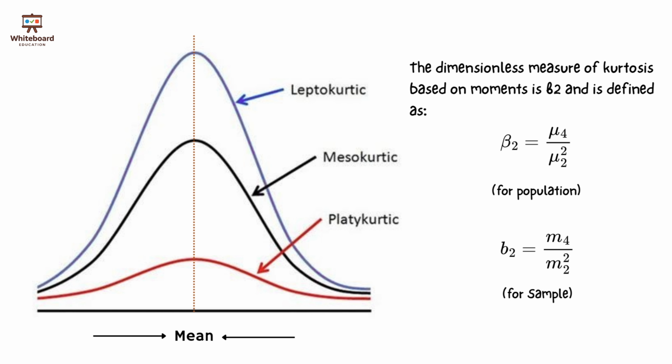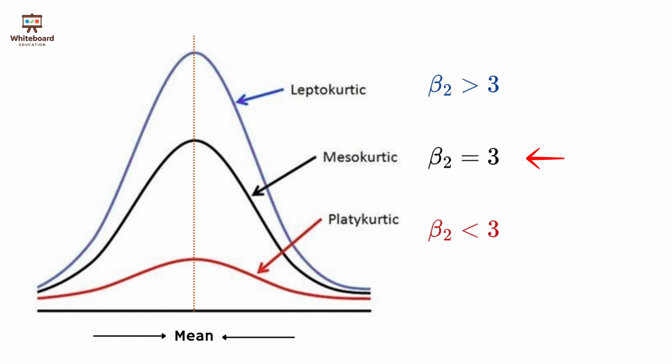Now, if beta 2 is equal to 3, it means the distribution is Mesokurtic. If it is greater than 3, then Leptokurtic, and if beta 2 is less than 3, then Platykurtic distribution.